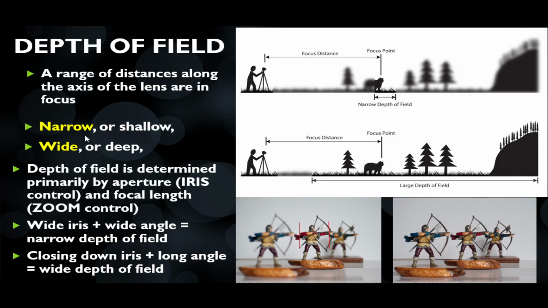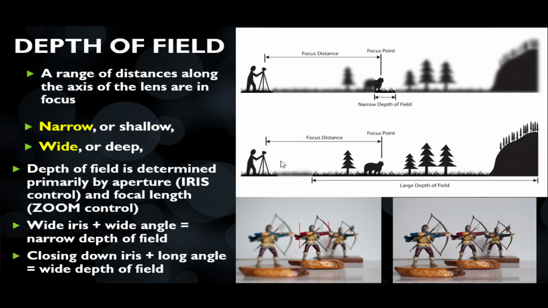So when you have a narrow or a shallow depth of field, that means there's only a short area that's going to be in focus. So in this top one, we have a very narrow depth of field where everything in front of the camera is going to be blurry. Everything beyond your subject is blurry.